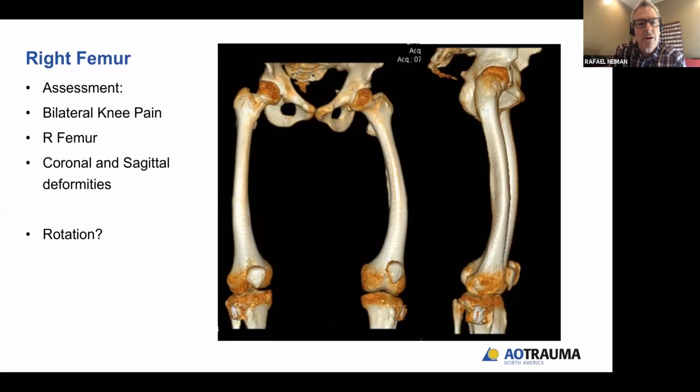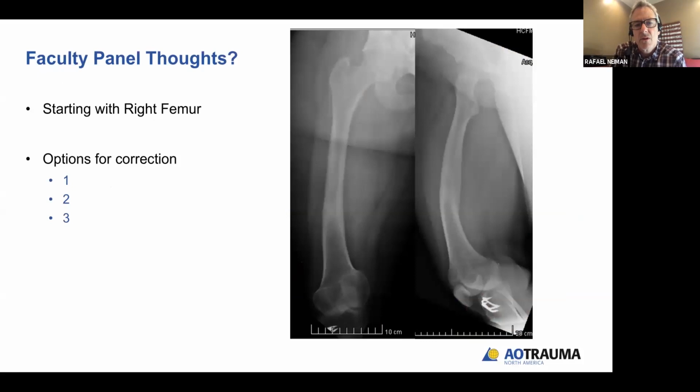So what are the assessments here? What are the problems that she has? She obviously came in with knee pain, and then she's got these angular and rotational deformities. So starting with the right femur, I'm going to ask our panel to give us some thoughts about what we have and what our options are for tackling this.